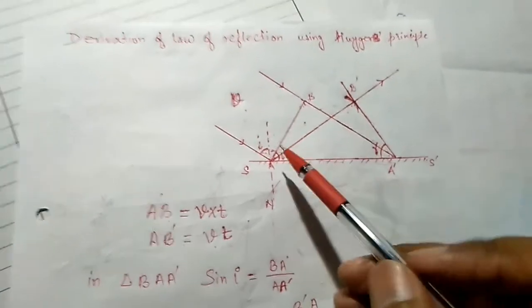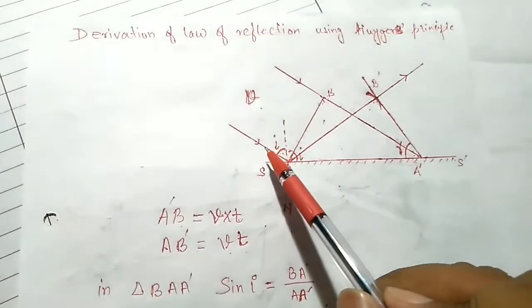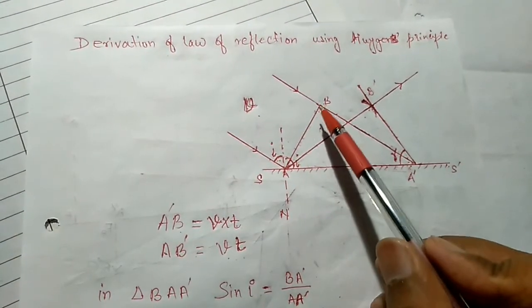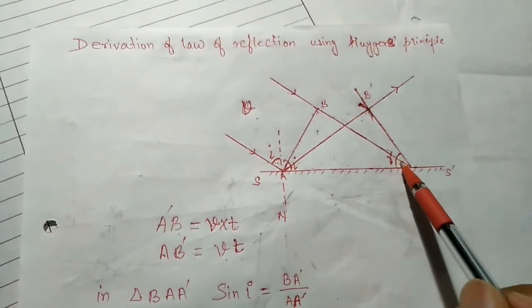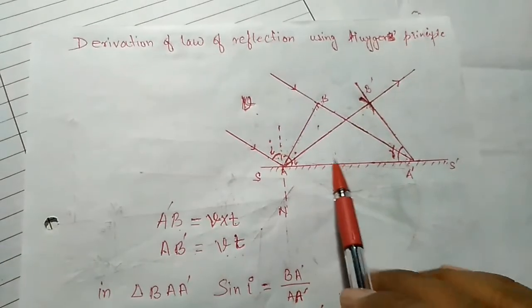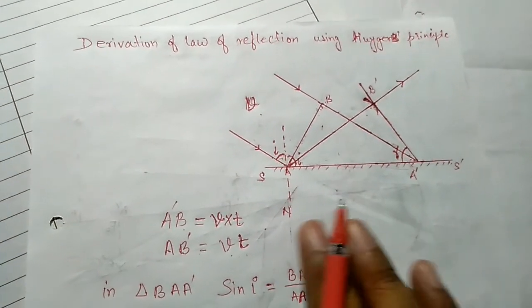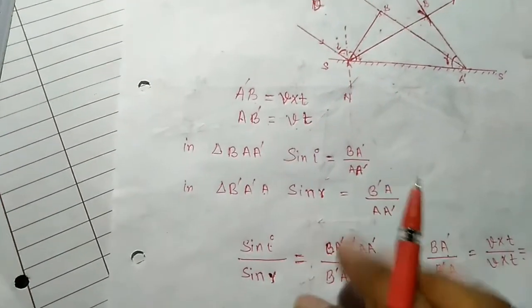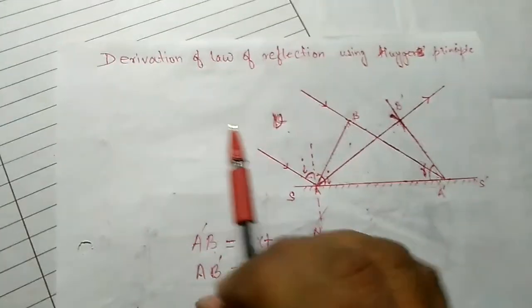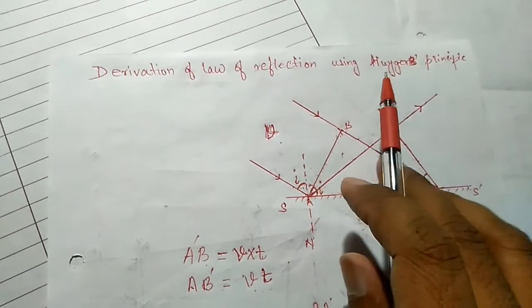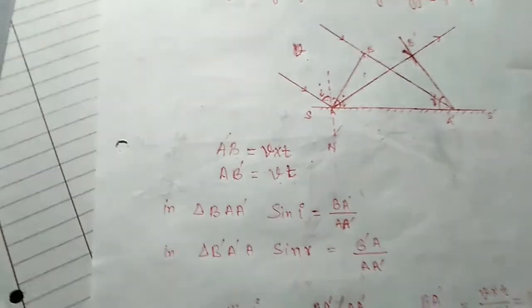And if we want to prove the second law also, we can see here the incident ray, or you can say incident wavefront, the reflected wavefront and the normal, all of them are in this plane. So the second law is also proved. So in this way the derivation of the law of reflection using Huygens principle is done.